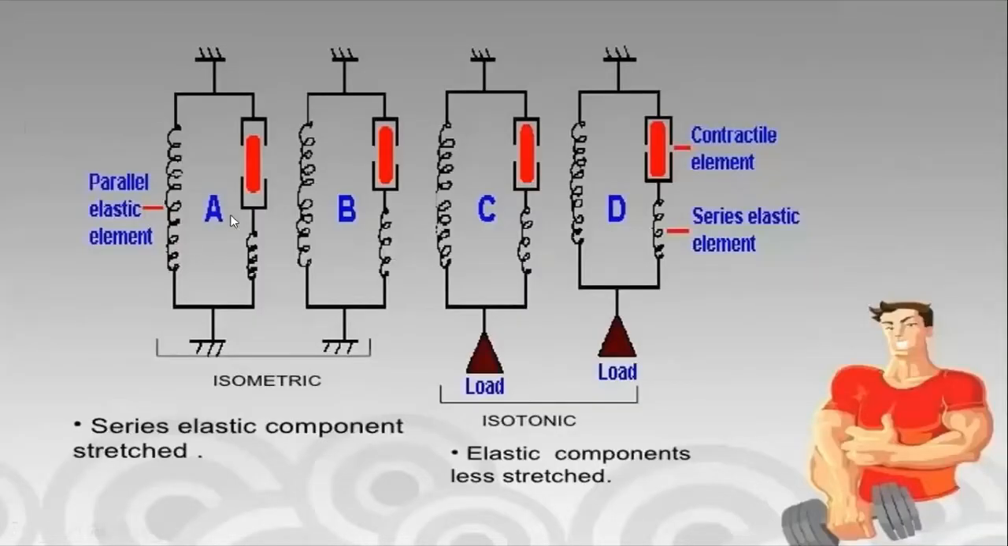Now, there are different components in the muscle. One is the parallel elastic component, another is the series elastic component, and another is the contractile component. So the contractile component, parallel elastic component, and the series elastic component. In an isometric contraction, you can see this is an isometric contraction. This A and B, the pictures, you compare them. You can see what is happening here.